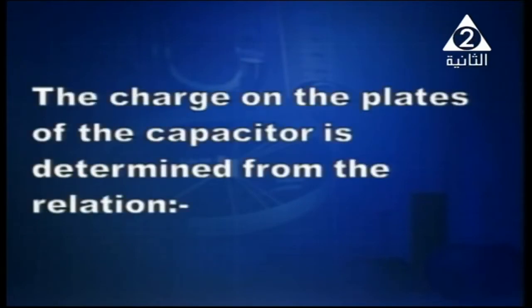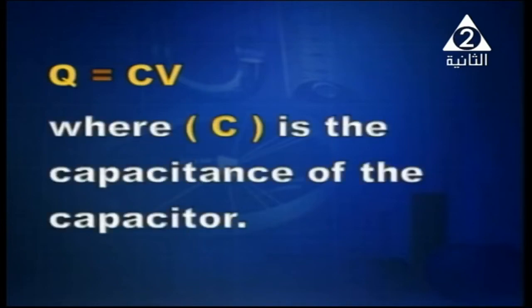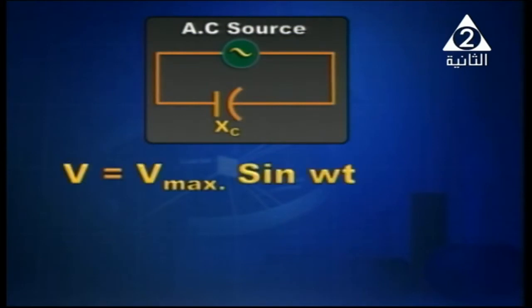As a matter of fact, the charge on the plates of the capacitor is determined from the relation Q is equal to C times V. C is the capacitance of the capacitor and V is the potential difference applied across it. It is generated by the dynamo. So the instantaneous voltage is denoted by V equals V maximum sine omega t.